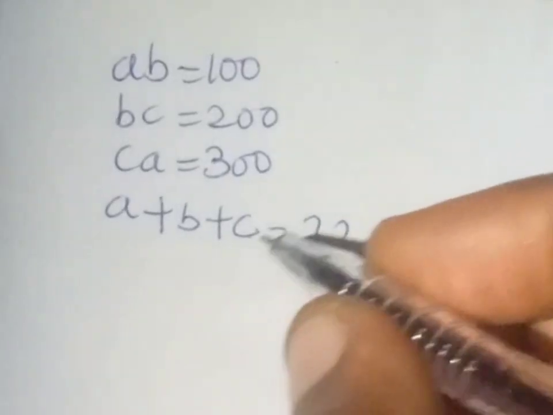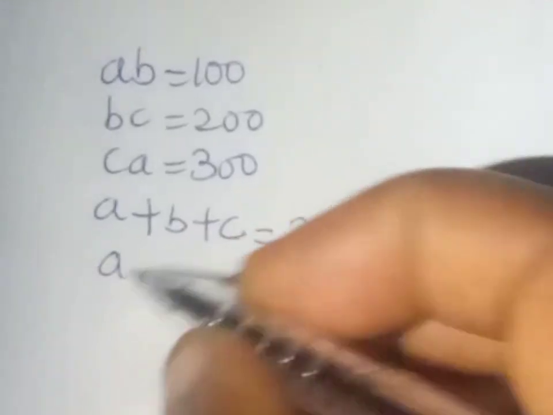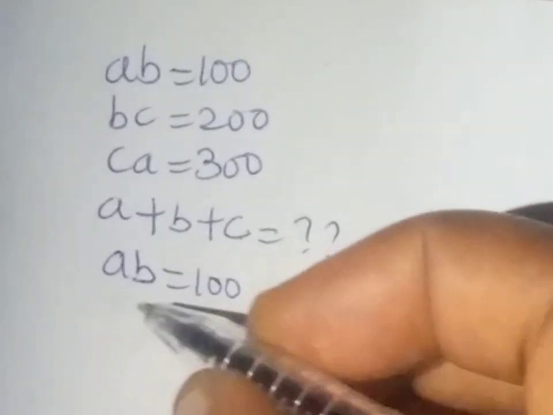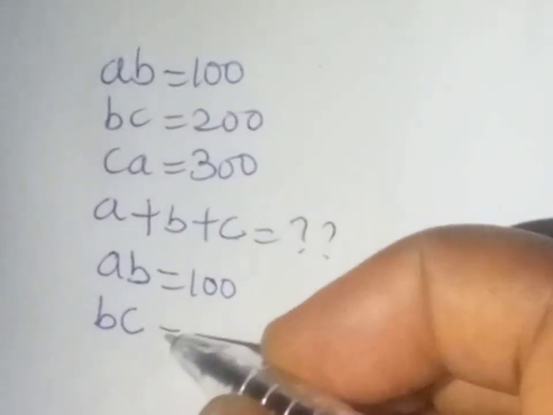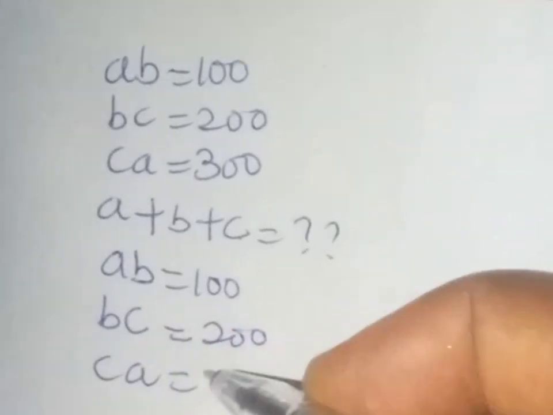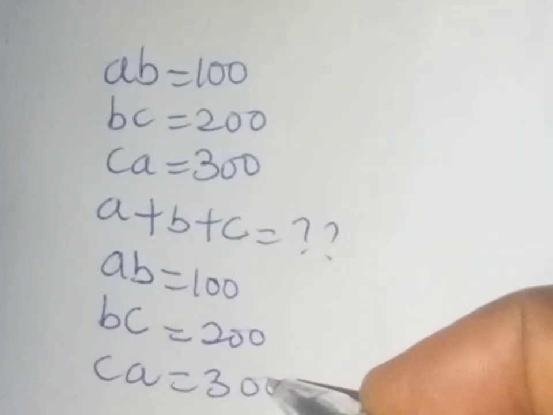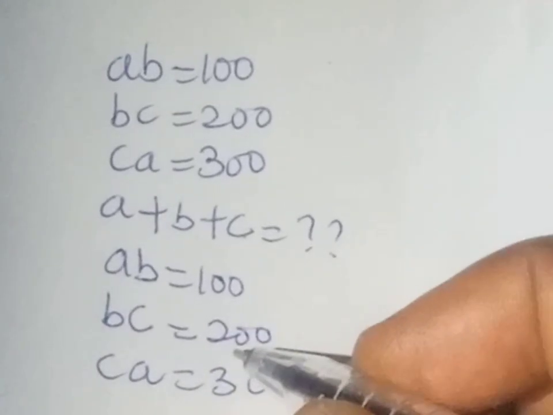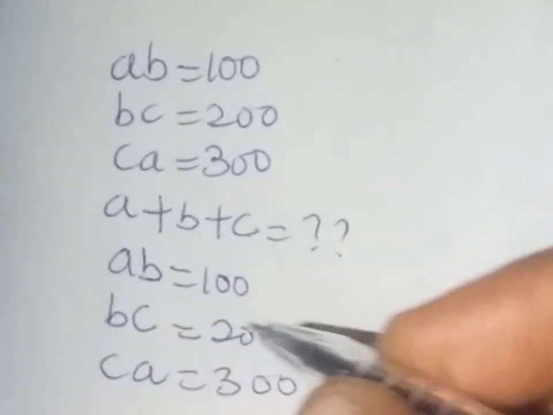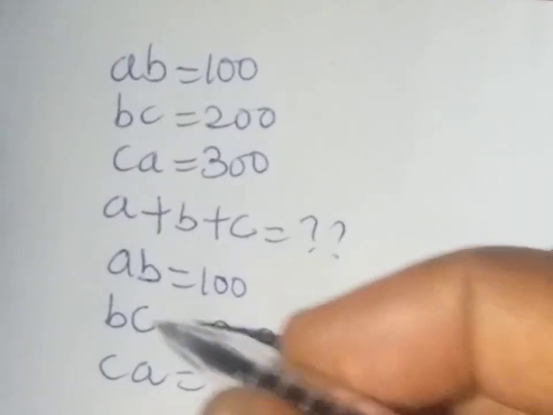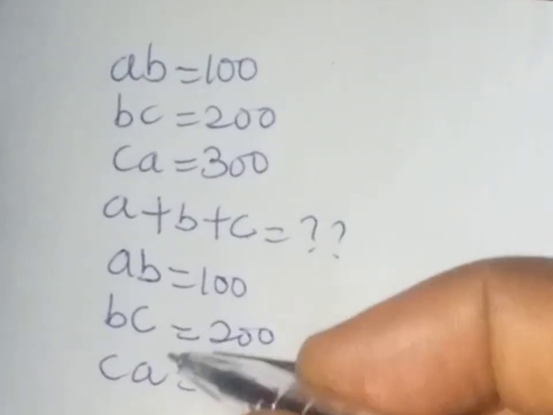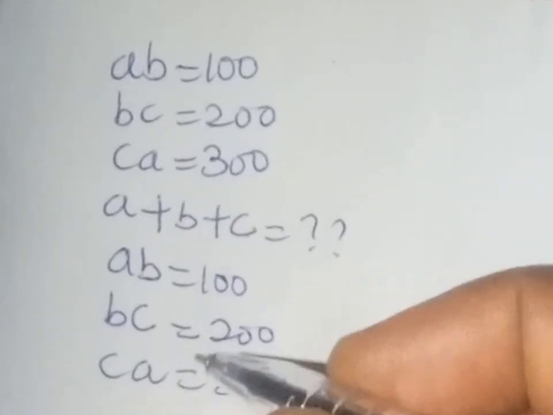We were given three products, that is a multiplied by b will give us 100, b multiplied by c will give us 200, and c multiplied by a will give us 300. I want us to notice something important here. We were not given the individual values of a, b, and c. Instead, we know how they multiply themselves. Now, instead of solving the equations one at a time, we shall be combining them.